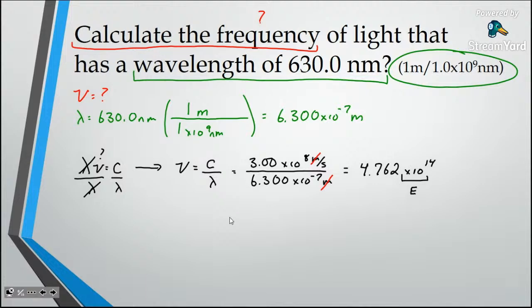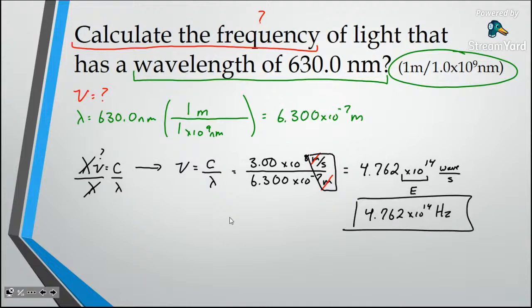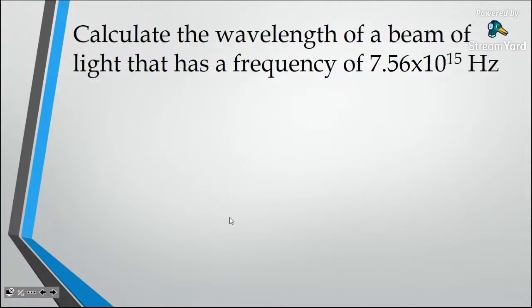And then the units, as I said, when we look at these units, we're going to get 1 per second, but that's technically 1 wave per second. So we can record this as 4.762 times 10 to the 14th hertz. Okay? So that's if we are given wavelength and asked to solve for frequency. So the next question, let's start with frequency and find wavelength. And again, going through, calculate the wavelength. That's my unknown.